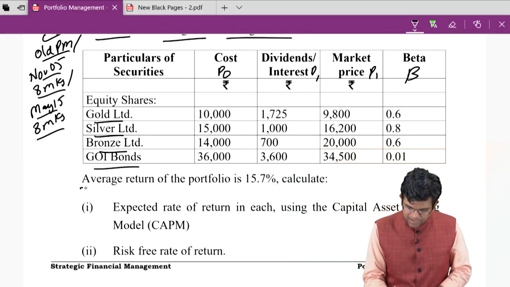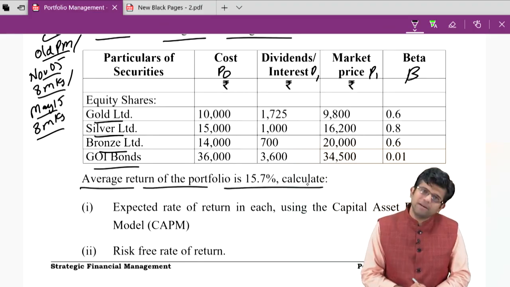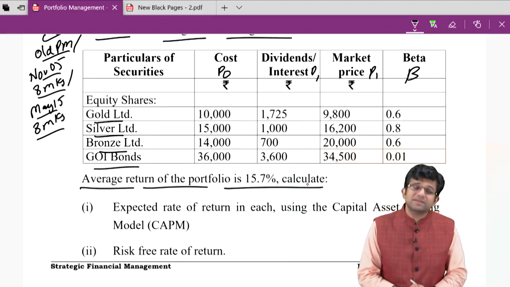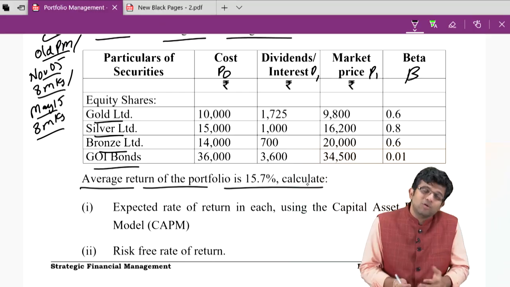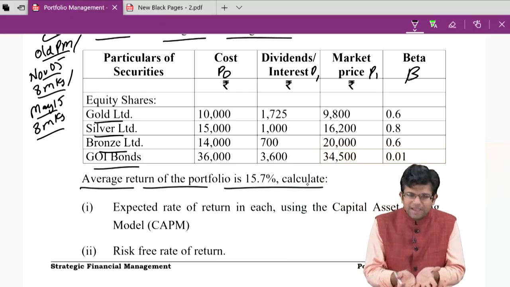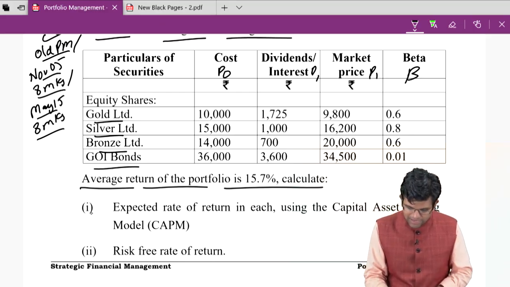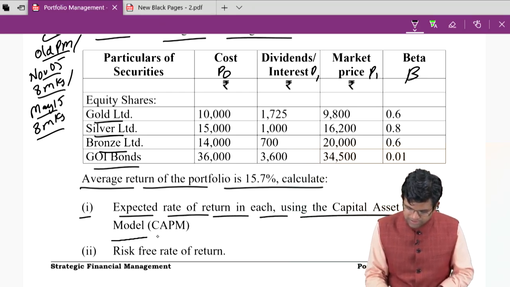Now they are saying average return of the portfolio is 15.7%, which means in this question they have already given to you the average return of the entire portfolio. Now they are saying calculate point number 1, expected rate of return in each using the CAPM.